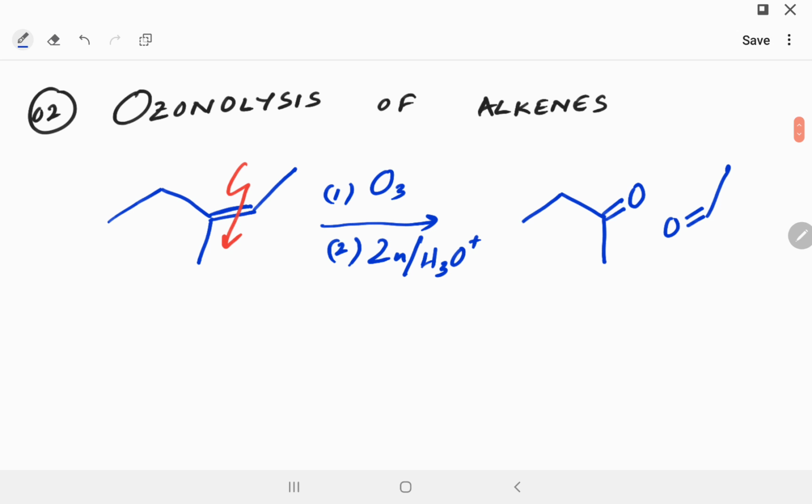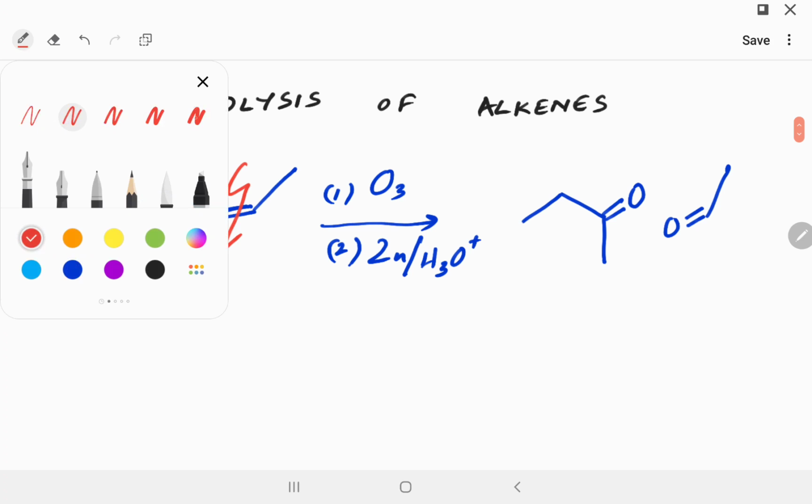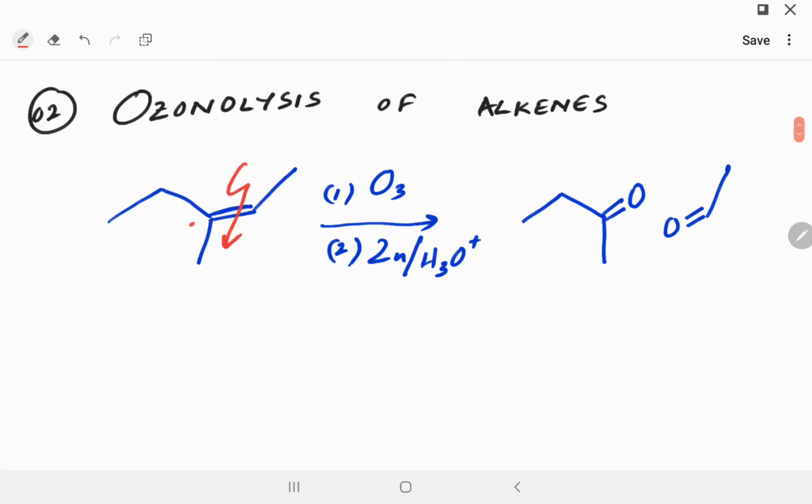So if you have a di-substituted carbon like this one, this carbon is di-substituted, the compound that you are going to get is a ketone. But if you have a monosubstituted carbon, the compound that you are going to get is an aldehyde.